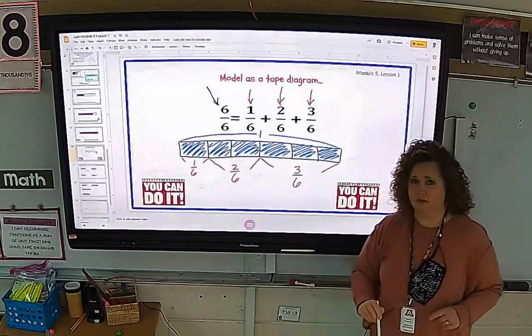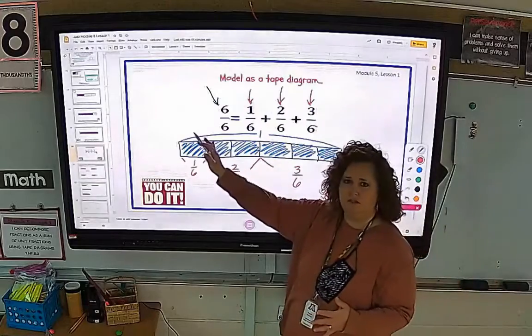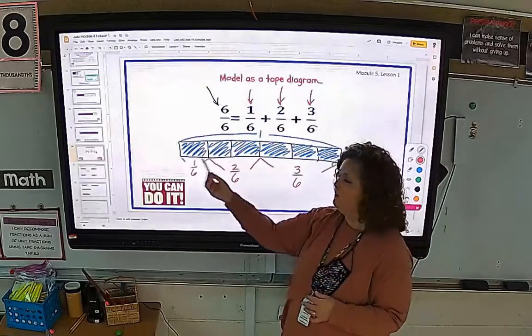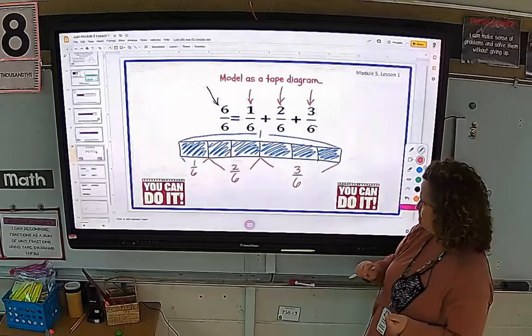So that is all there is to it. It's just kind of going in reverse. Instead of you creating the addition sentence, they've given it to you, but they want you to show it with our tape diagram picture. Okay?